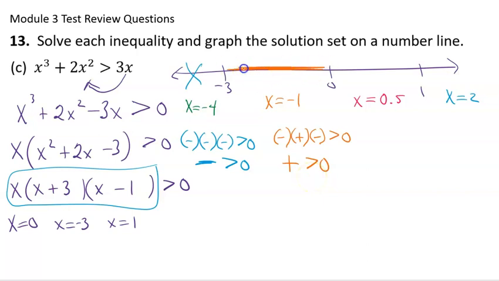Do you know what I forgot to do? I know you see it. I forgot to put open circles or closed circles on my zeros. They're all open. Why are they open? Because the original problem was simply a greater than, no equal to there.